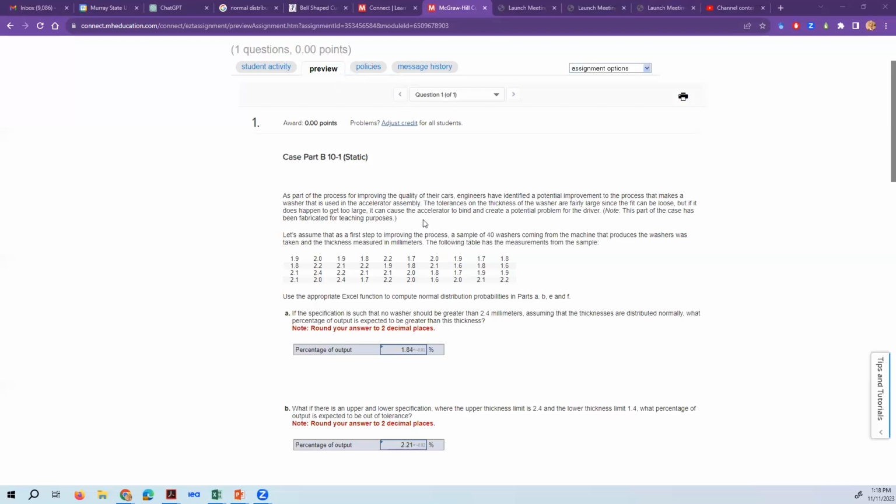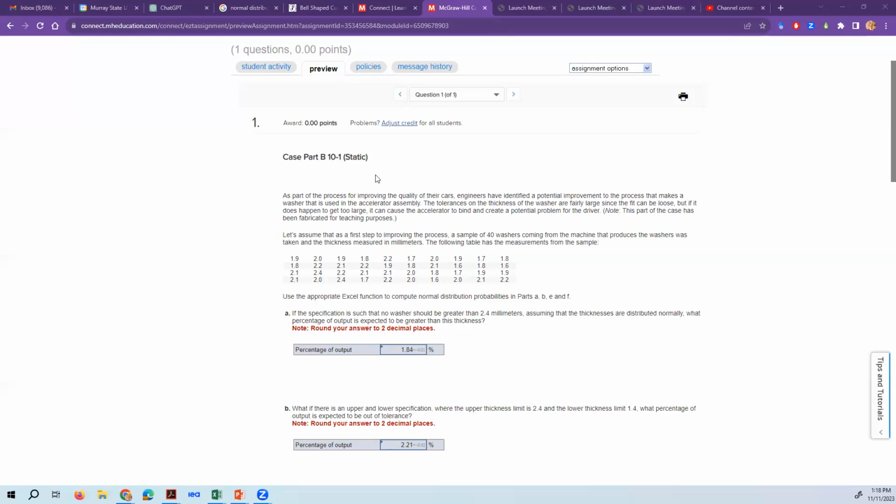But basically 10B is going to be using our normal distribution curve to help us answer questions about what percentage of parts we are going to be able to deliver to our customer given what we know about our process.